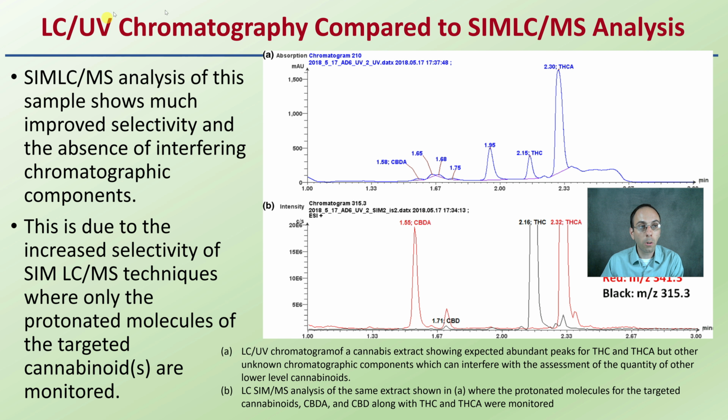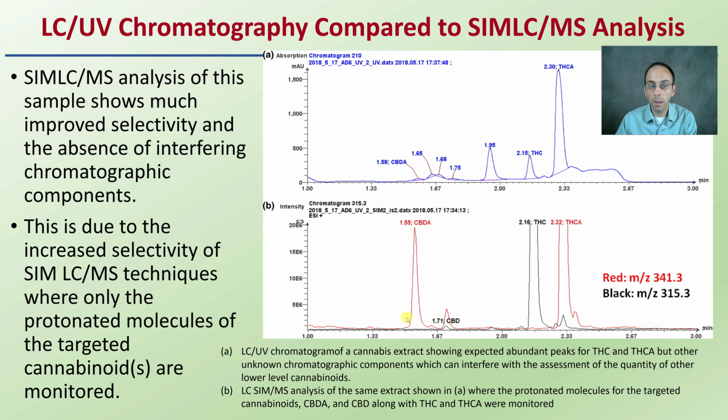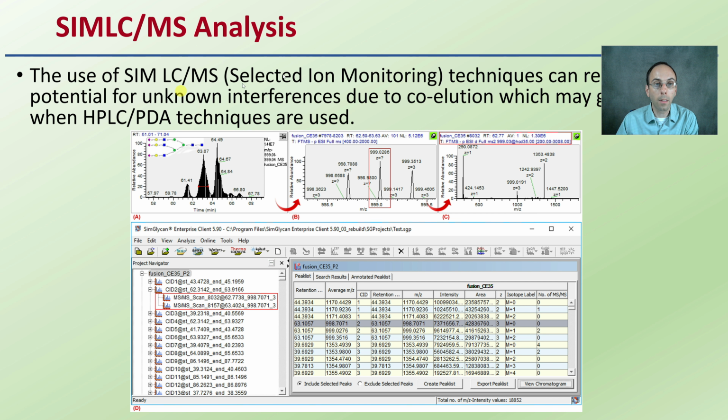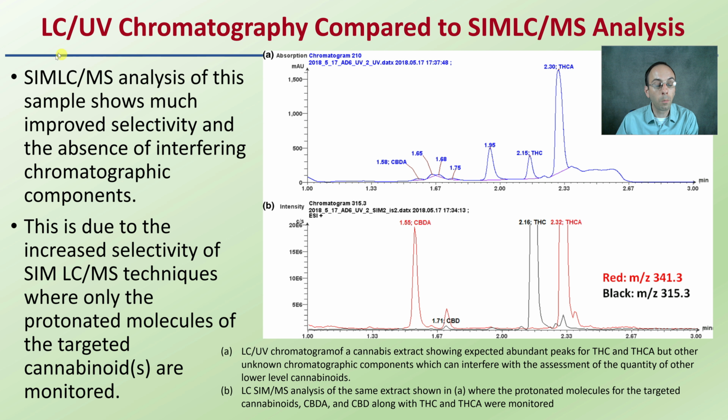Now this liquid chromatography UV chromatography compared to this different analysis, we can see a little comparison here, and this is some of the data presented in that research article. This analysis of the sample shows much improved selectivity and absence of interfering chromatography components. So this is that, when we go back here, that selective ion monitoring liquid chromatography analysis. This is due to the increased selectivity techniques where only the protonated molecules of the targeted cannabinoids are monitored. So we're getting a higher degree of specificity.